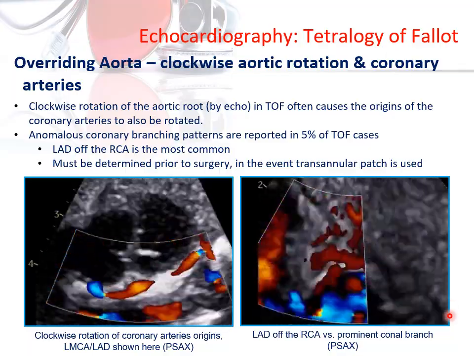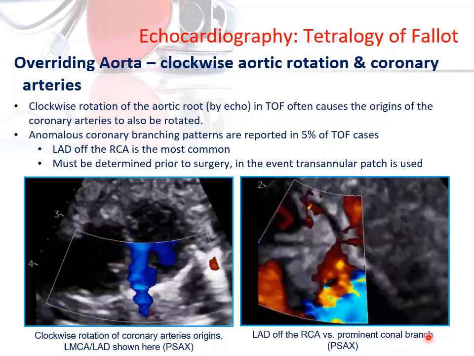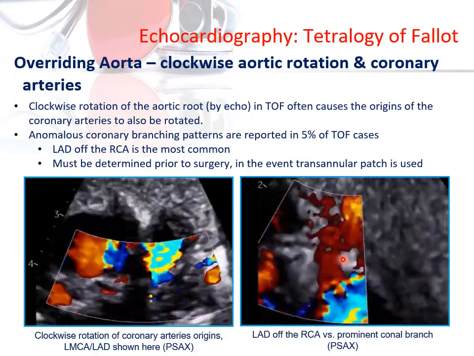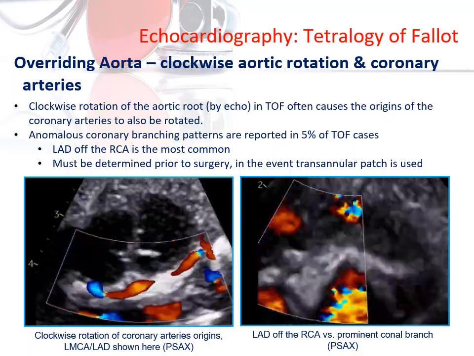Just real quick, when you have an LAD off the RCA, it's not uncommon to have a very prominent conal branch, which is what we see right here. And I only bring this up because this could be mistaken for an LAD coming off the RCA. You just got to look a little bit harder.